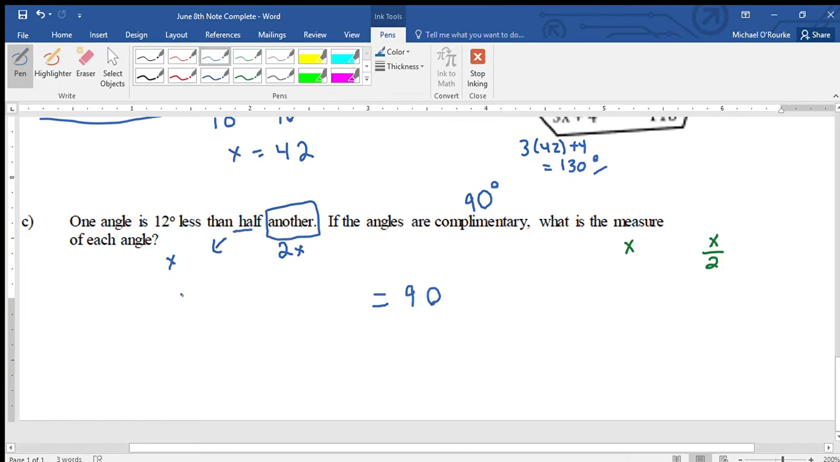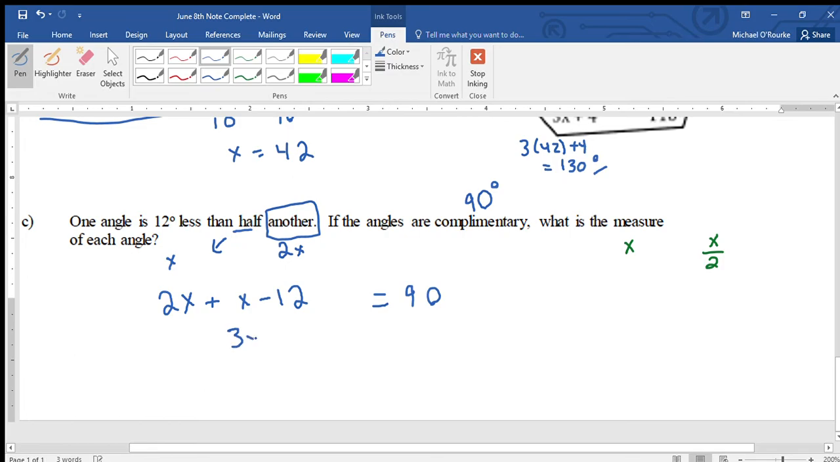So I have my original angle, plus the other angle, which is half of it, 12 less than it. So that's my original angle here, 2x. And then the other one is 12 less than half. So x is half of 2x. Then I took 12 off.